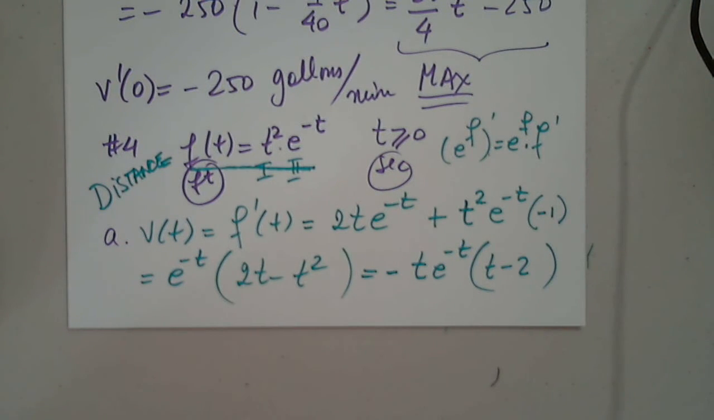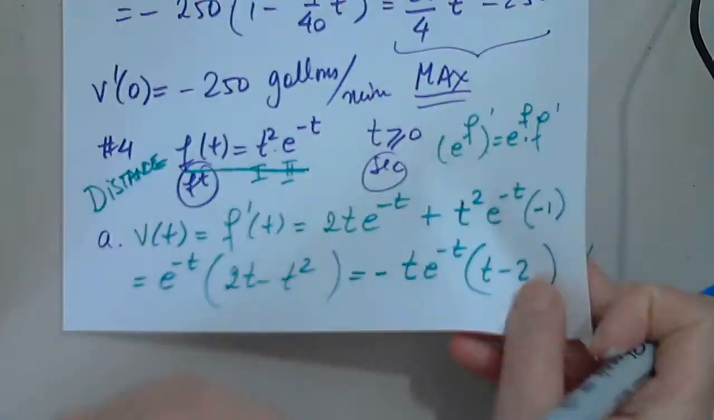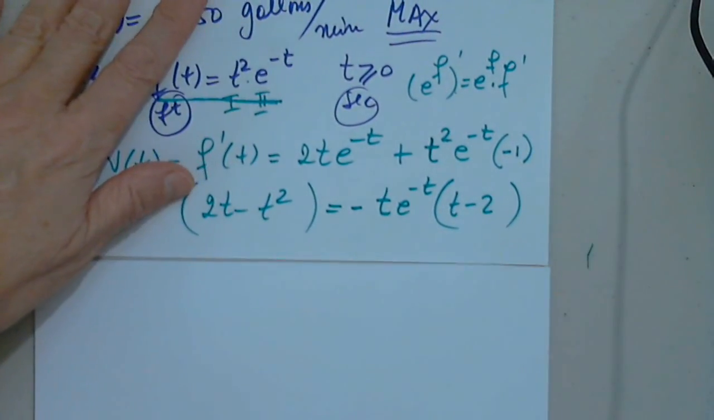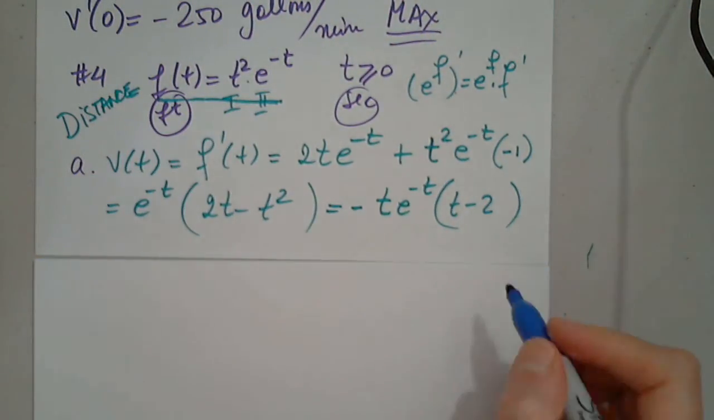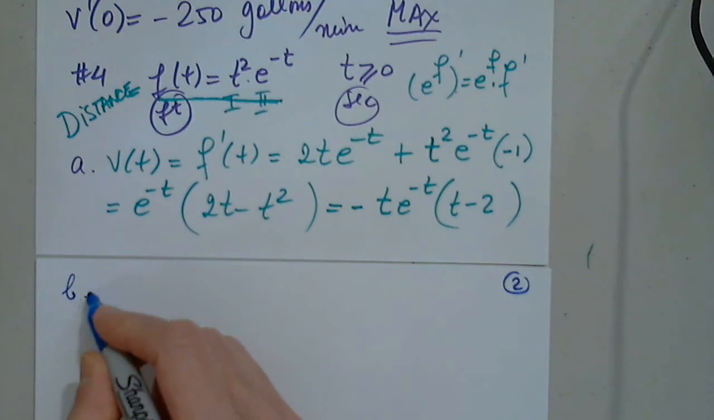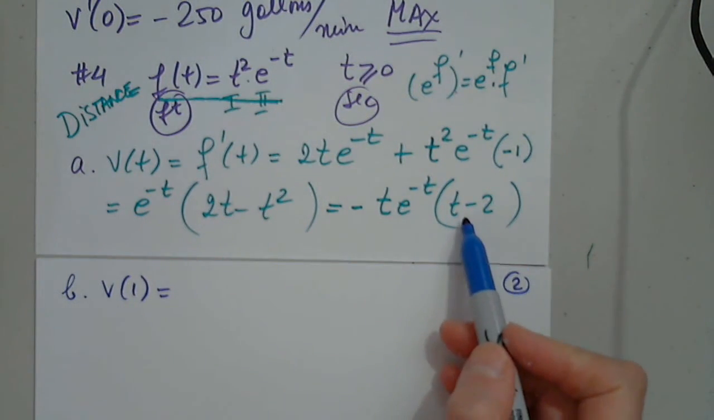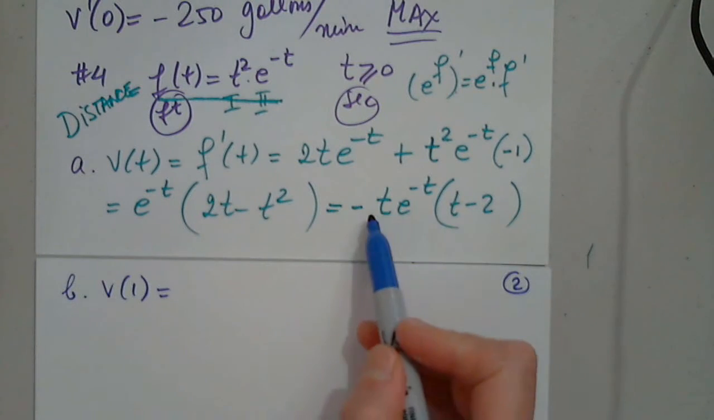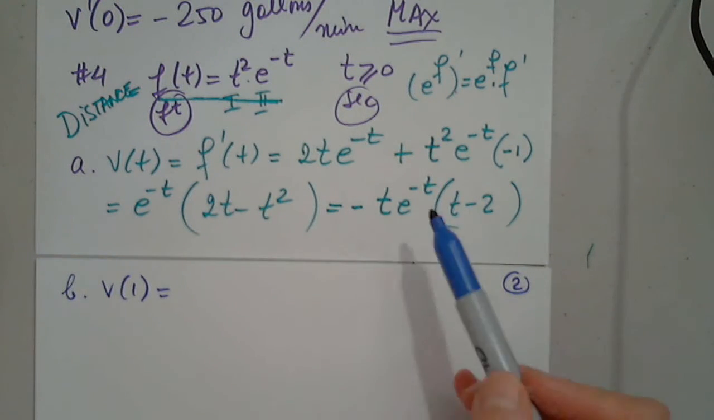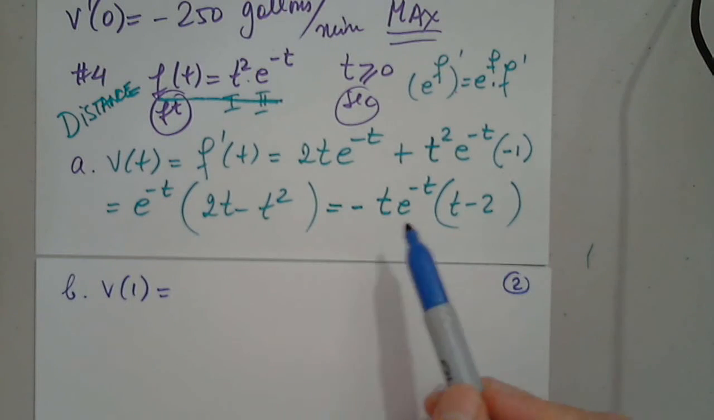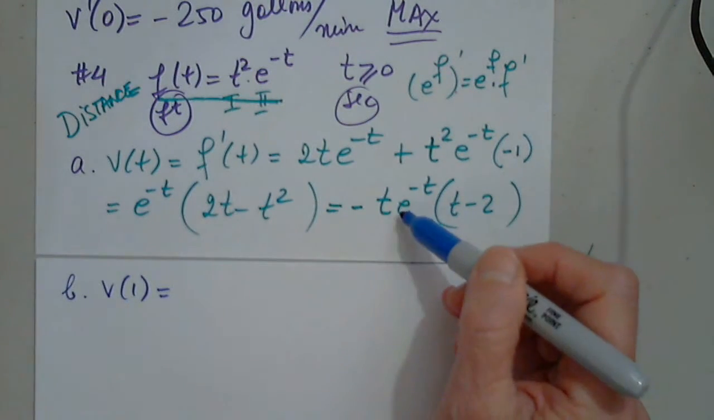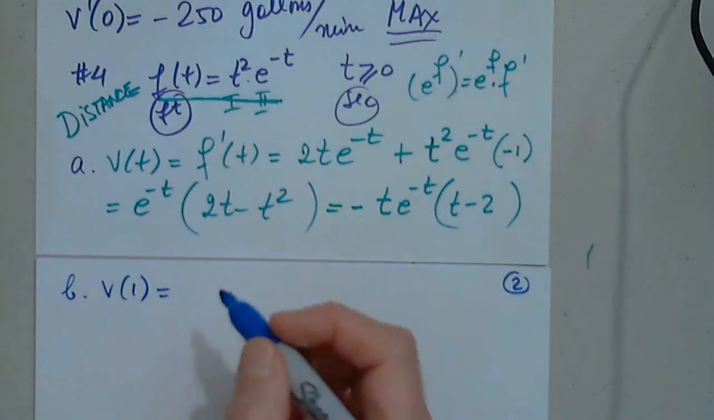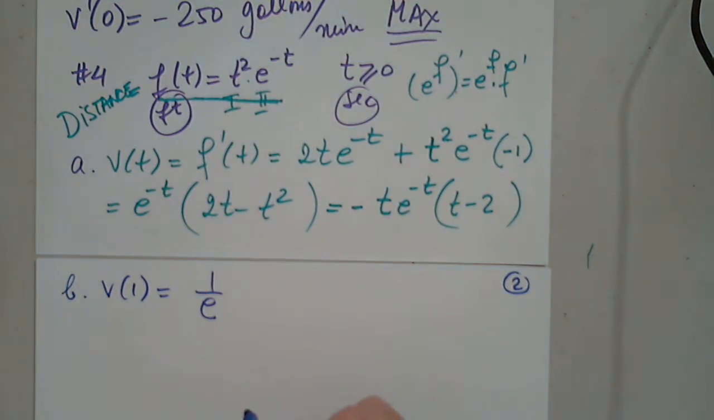Next, part B. What is the velocity after 1 second? How do I determine the velocity after 1 second? Plug one in. That's it. So this is -1 with -1 in front. This becomes 1, right? This is -1. -1 times -1 is 1. E to -1 is 1 over e.